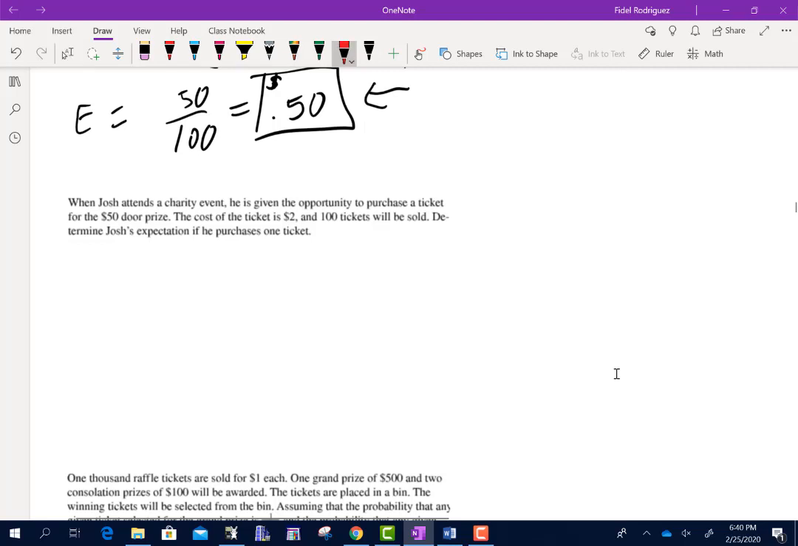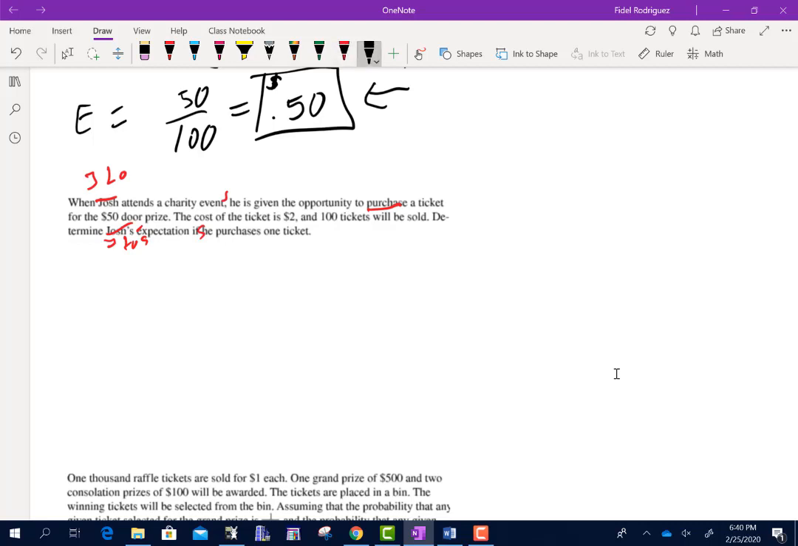And we're going to stick with J-Lo. Okay. So when J-Lo attends a charity event, she's given the opportunity to now purchase a ticket for the $50 door prize. The cost of the ticket is $2, and 100 tickets can be sold. Determine J-Lo's expectation if she purchases one ticket.